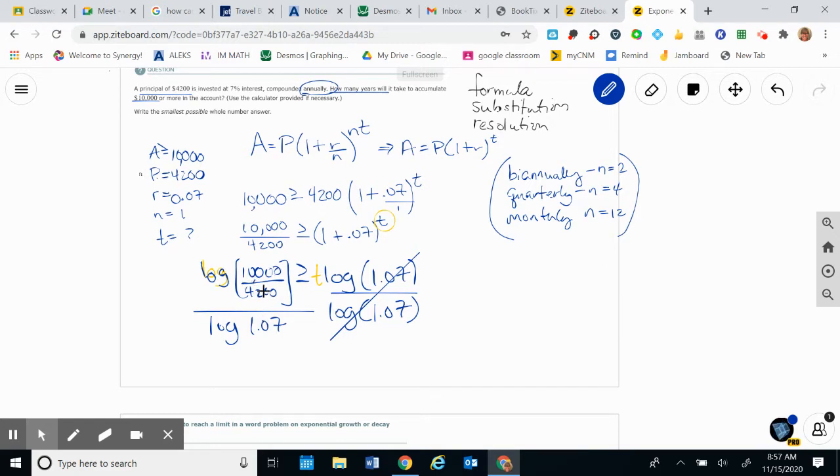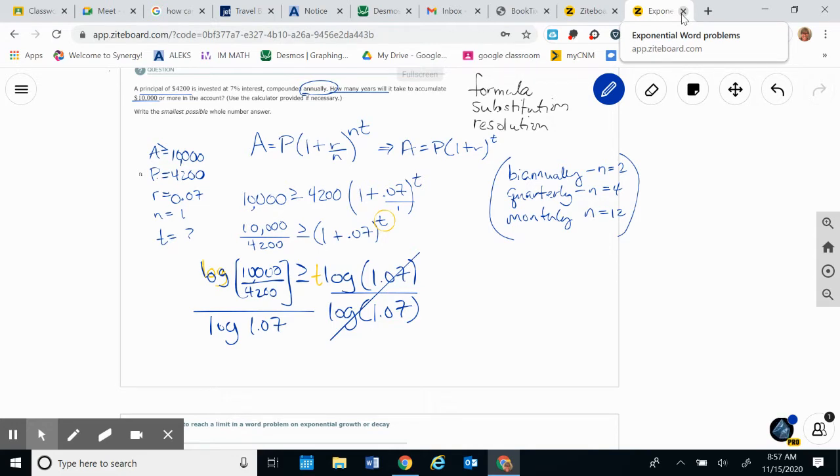What does that actually mean? Now we could do this as a subtraction, but I'm pretty sure you could just enter that in. As long as you just enter these into parentheses, you should be okay to enter all of this into the calculator. Actually, you guys, while you're copying that down, I am going to write it down on a piece of paper so that I can enter it into the calculator for you. 10,000 divided by 4,200 divided by log 1.07.